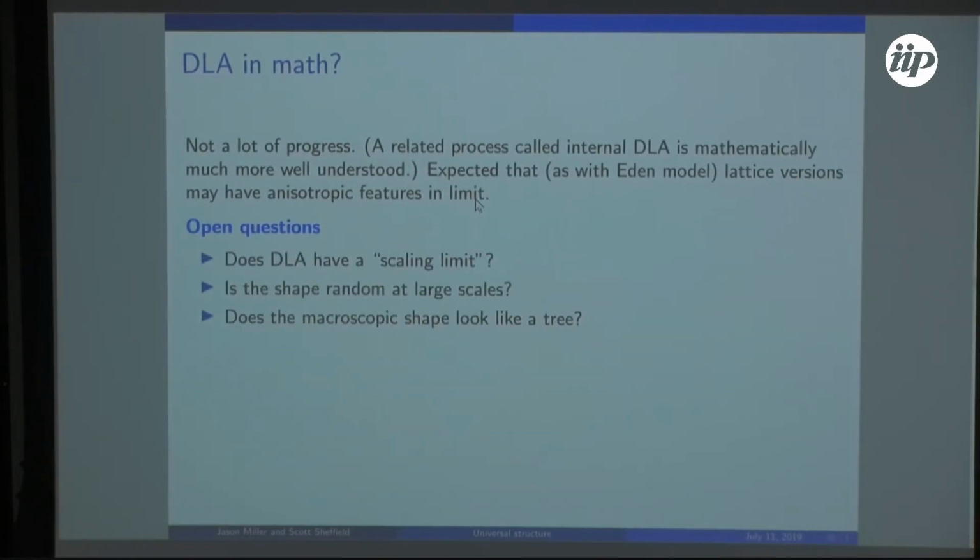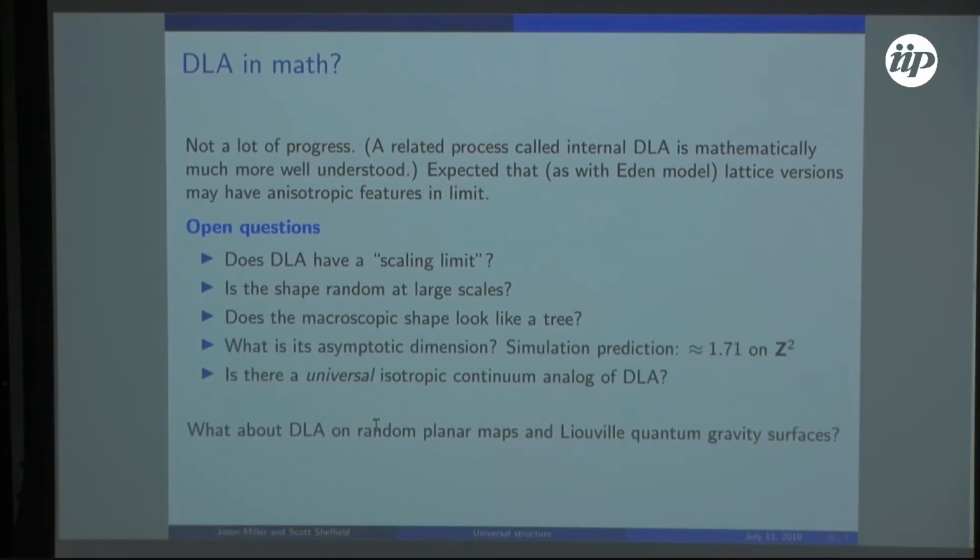So basic questions. Does this thing have a scaling limit? Is the shape random at large scales? Does the macroscopic shape look like a tree? What's the dimension of this thing asymptotically? These are all things we don't know. And then you could ask, what if you do DLA on a random planar map? Well, that's another question that I'll try to get to.